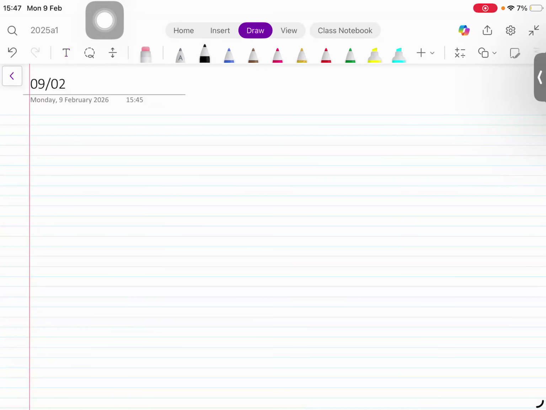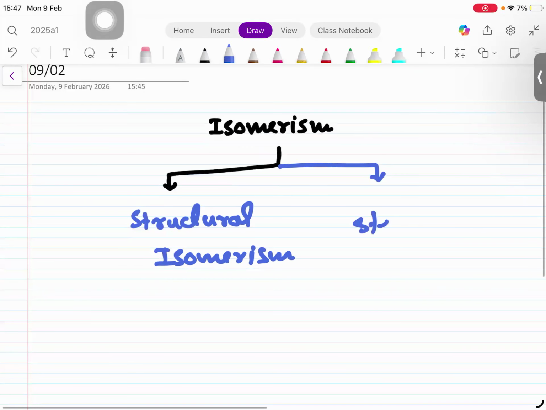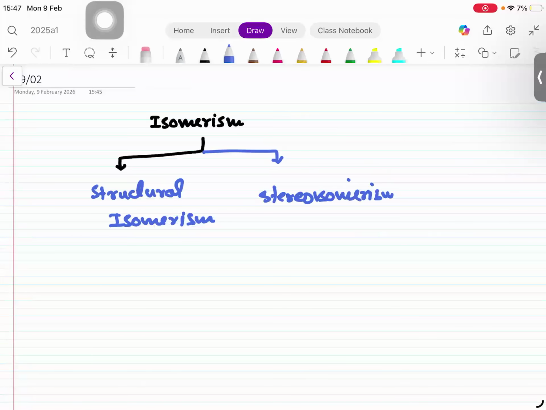Today we are going to discuss stereoisomerism. There are two types of isomerism we know. Number one is structural isomerism. The other one is stereoisomerism. Structural we have already discussed in detail. Today's topic is stereoisomerism.